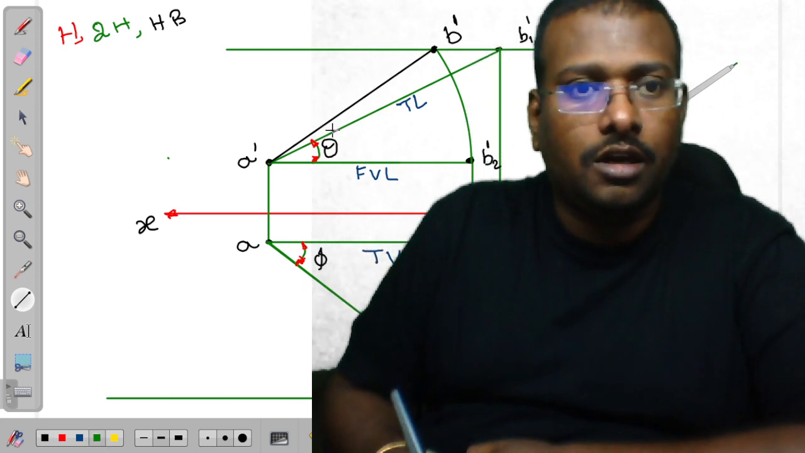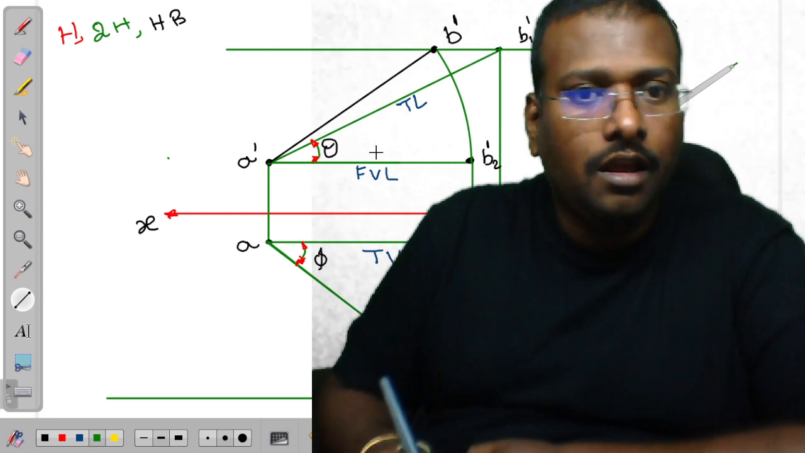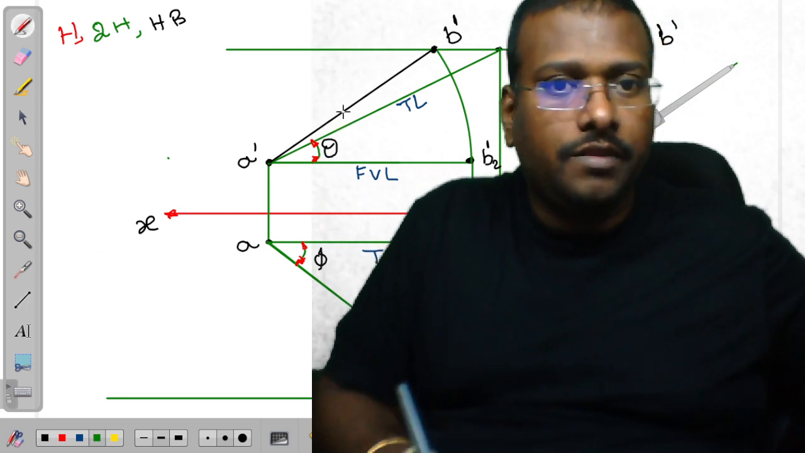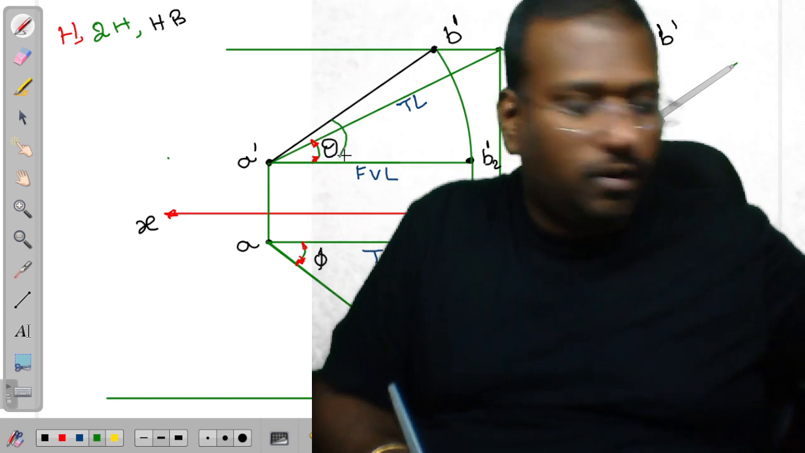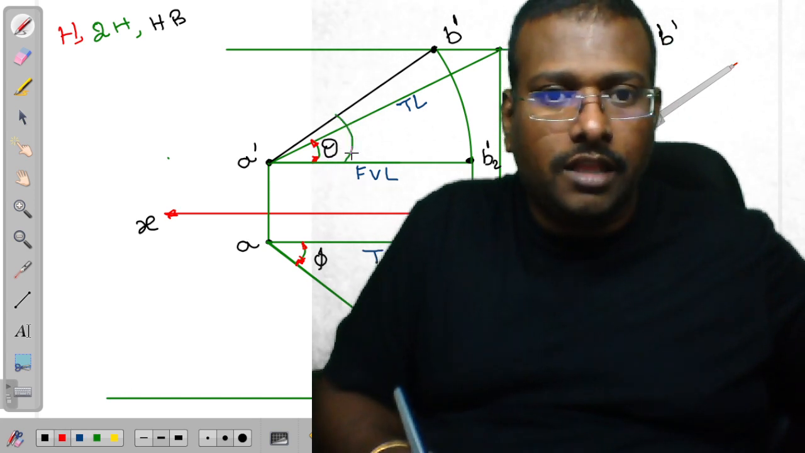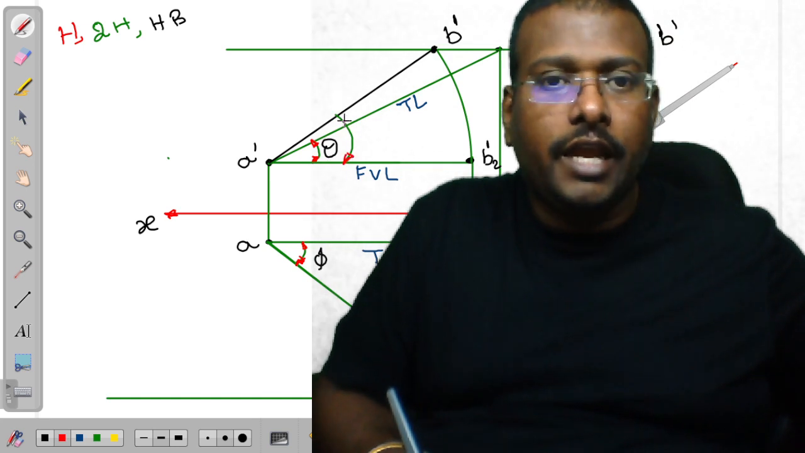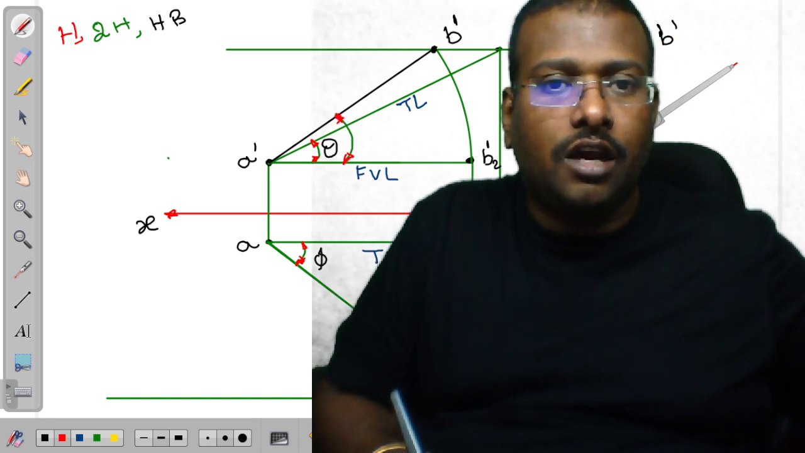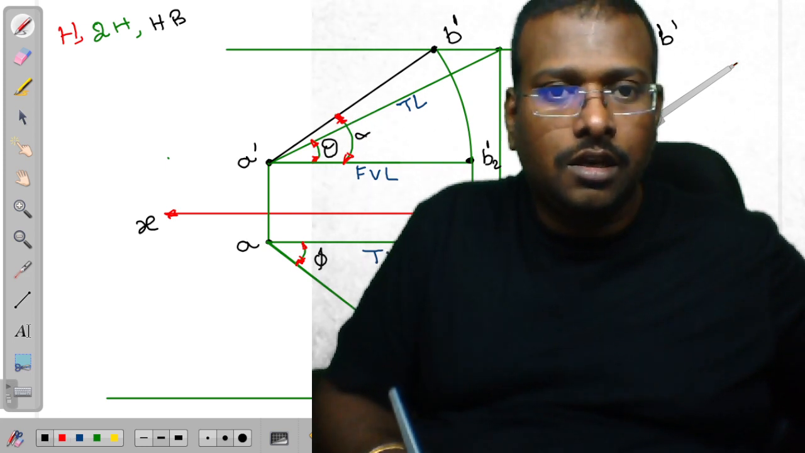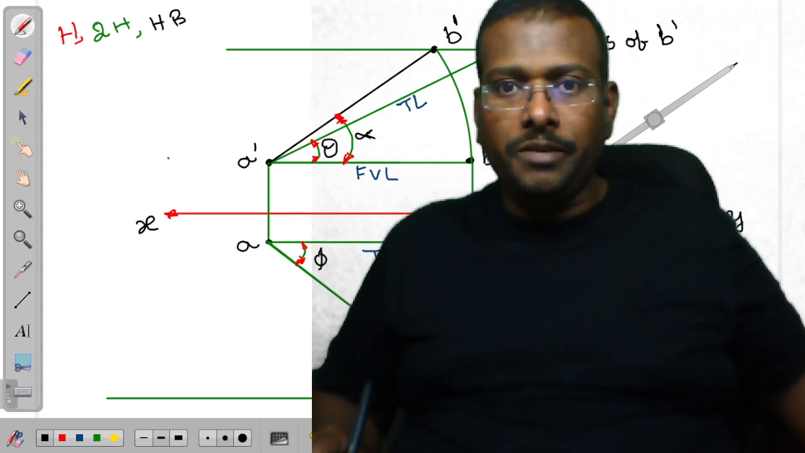Therefore, how much is this angle? This angle is called alpha. This is the angle made by the front view with the XY line. The XY line is horizontal, so anywhere with the horizontal it is going to make alpha. This is alpha. I hope this is clear to you.